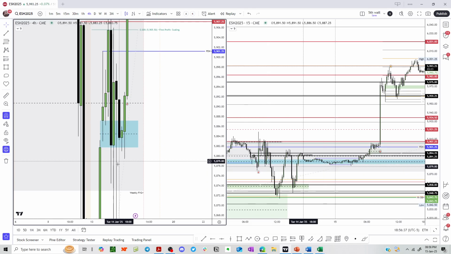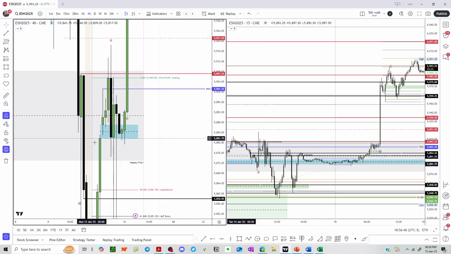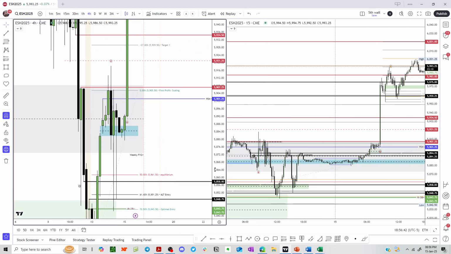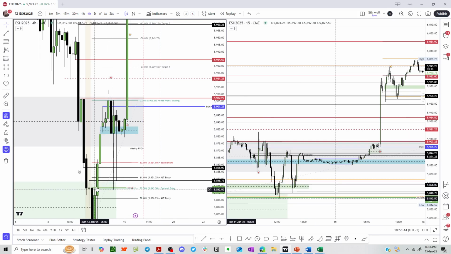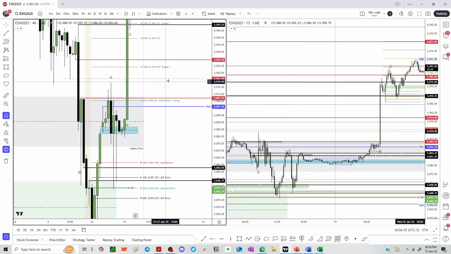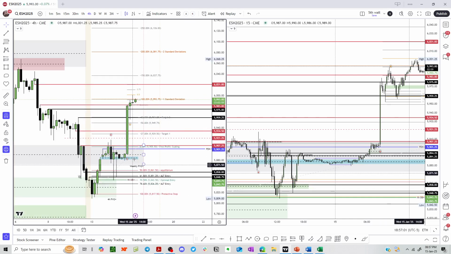The wicks are just taking liquidity, running all this, cleaning all this imbalance up, trading into this. If you didn't see this, or you don't trade inverted fair value gaps, you had this fair value gap here for entry. You had this volume imbalance for entry, and it's good, right? All good, right? So that's one.